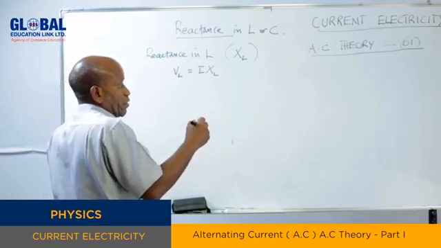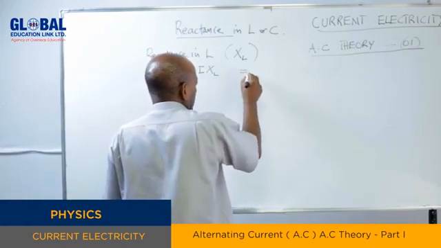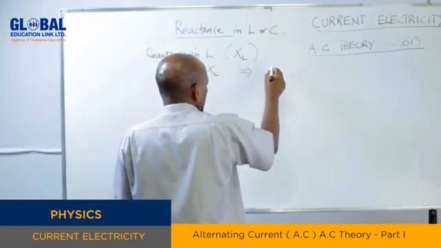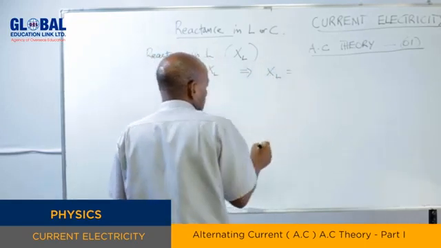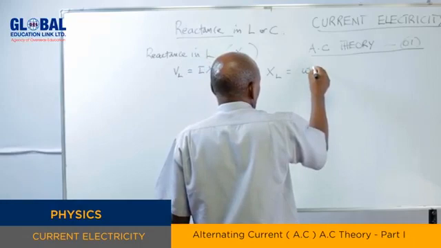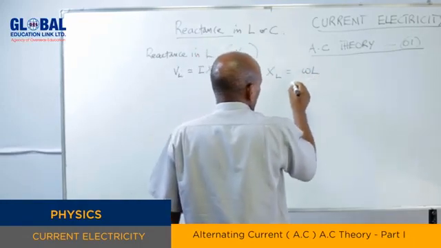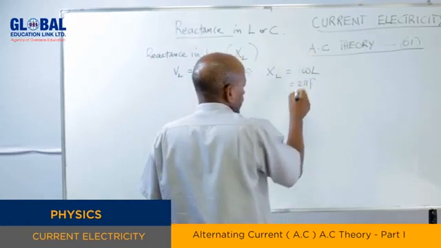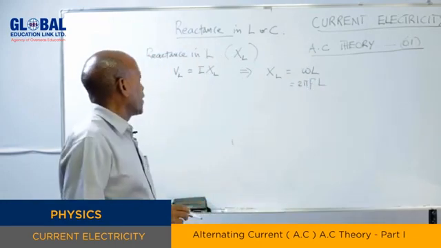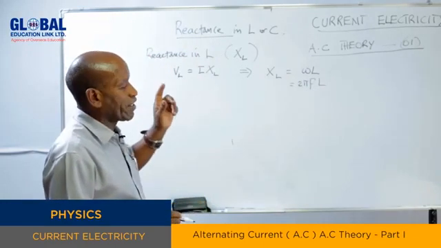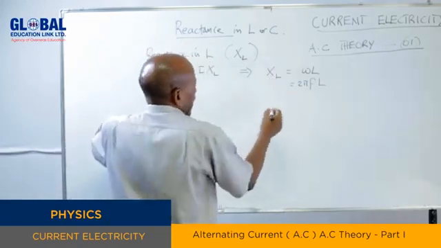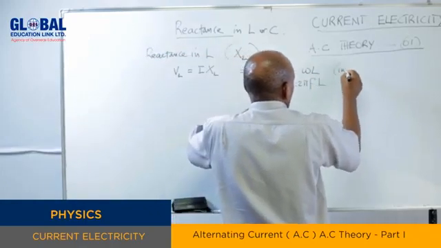And actually, from first principles, you need not even derive this. We'll find that the inductive reactance is equal to omega times L, or just the same as 2 pi f for omega, which is equal to 2 pi times the frequency times L. This is what we call the inductive reactance, X sub L.